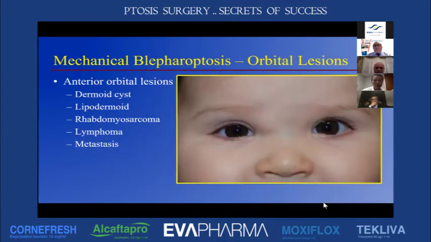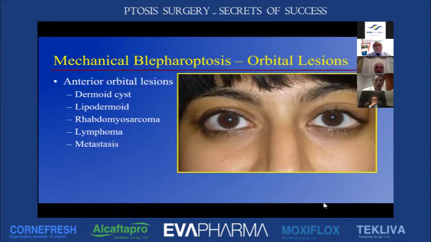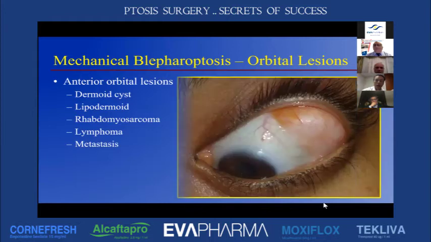Anterior orbital lesions, the most common anterior orbital lesion in children would be a dermoid cyst. This is actually a patient who has a medial orbital dermoid along that nasal frontal suture line that's causing a mechanical ptosis on the right side. A lipodermoid of the orbit can also be anterior orbit, and can also cause a mechanical ptosis.